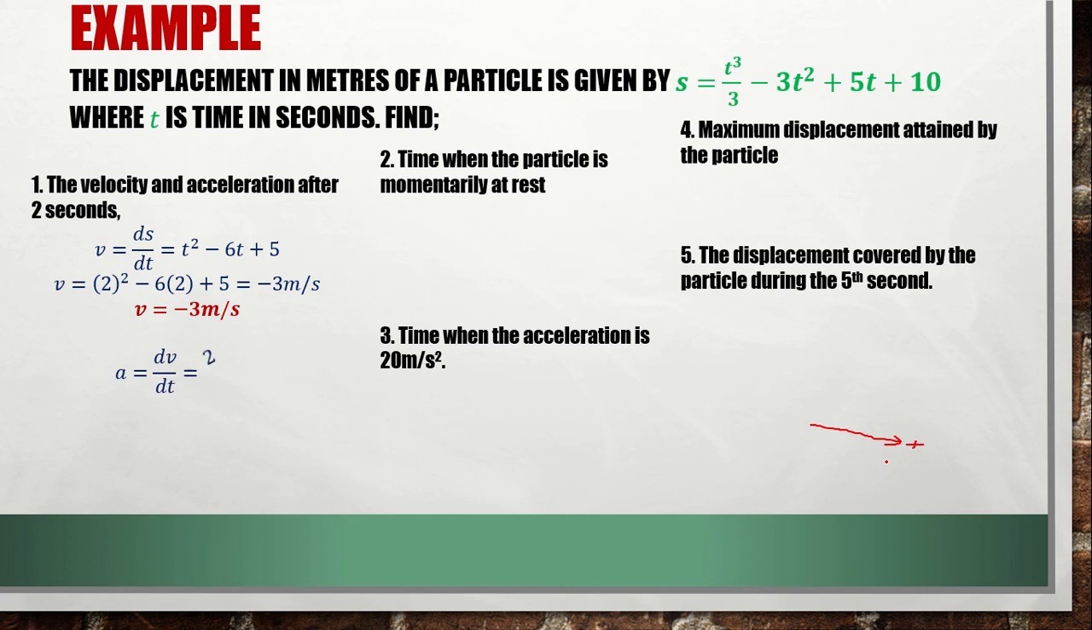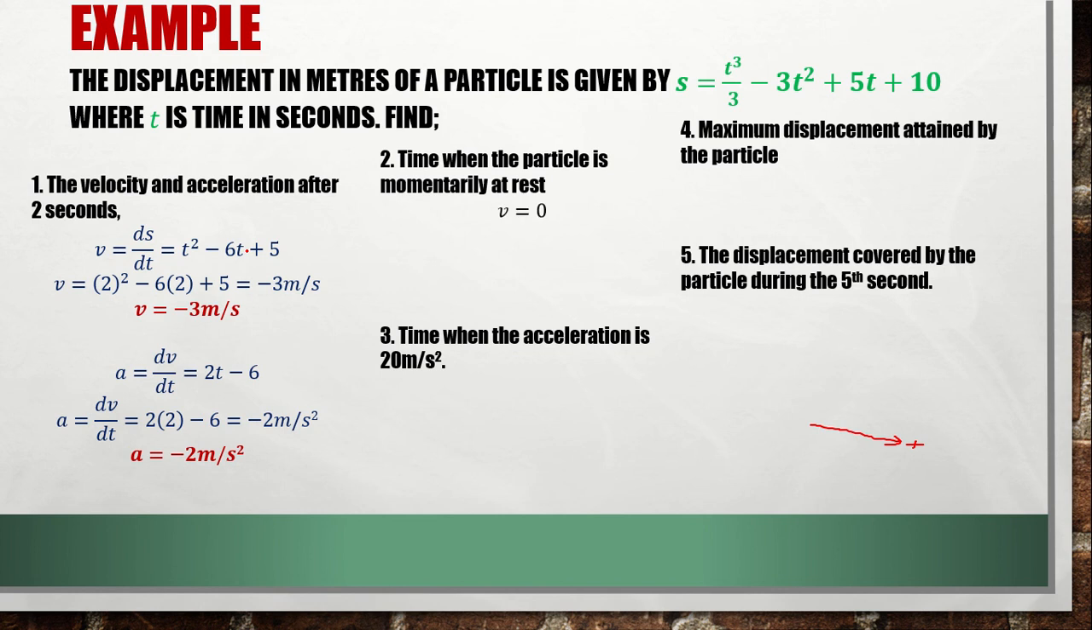What about acceleration? Differentiate it again. You'll find that you'll have 2t minus 6. I believe you can follow it up from even here. 2t minus 6. And if I substitute for 2 there, I'll find that my acceleration is negative 2 meters per second squared. So that is acceleration. What does it mean? This person was retarding. That's what it simply means. He was slowing down at that particular rate.